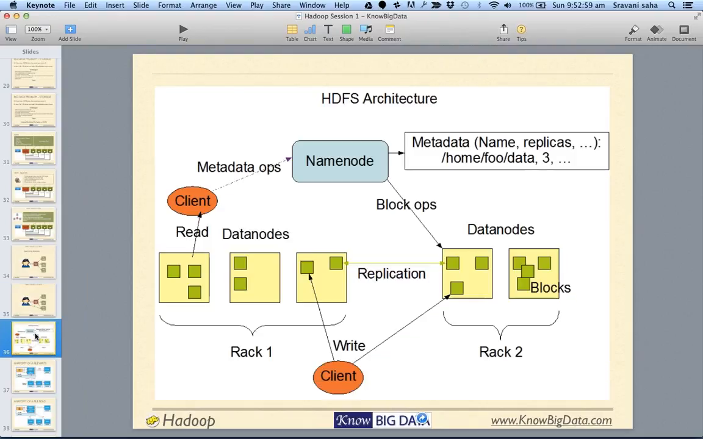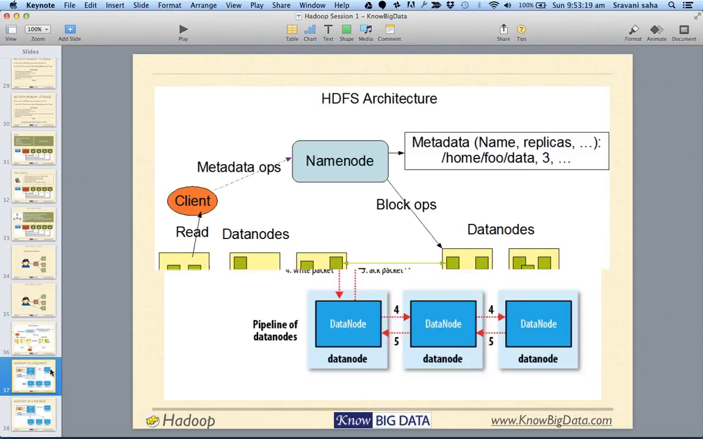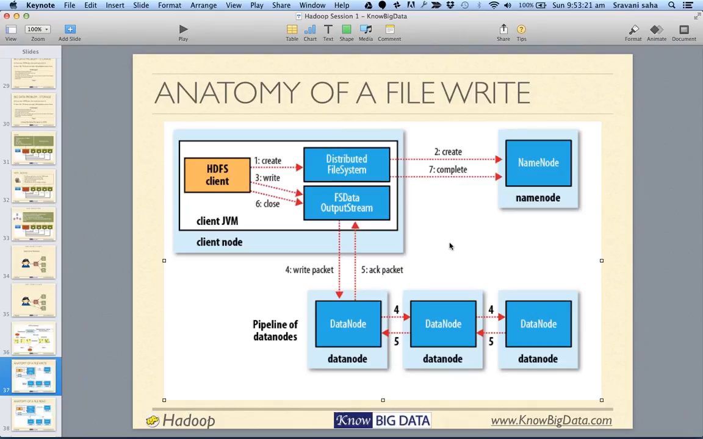Now let's have a little bit of another view of how things look. So there is the name node, these are the data nodes, and the client is writing the blocks onto the data nodes. So write or read operations directly happen on the data node, and the name node is just updated when the process is finished. So let's have a look at the diagram. This is the anatomy of the file, right?